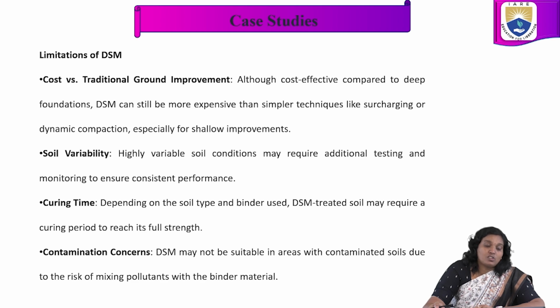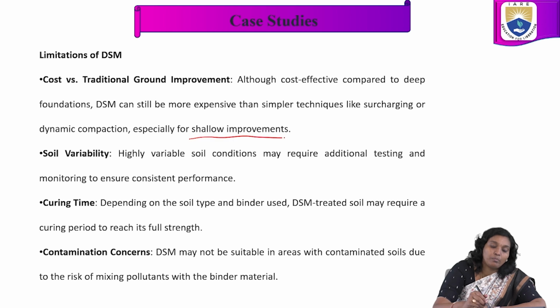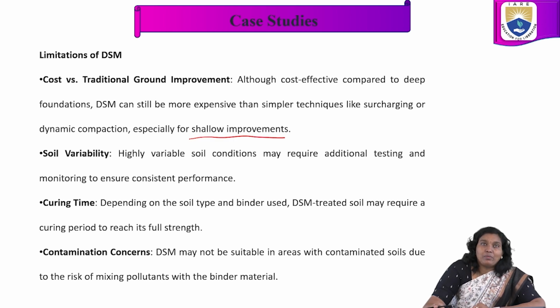Coming to the limitations: cost versus traditional ground improvement techniques, although it is cheaper compared to the deep foundations. Deep soil mixing can still be more expensive than similar techniques like surcharging and dynamic compaction, especially for shallow improvements. Soil variability: highly variable soil conditions may require additional testing and monitoring to ensure consistent performance. And curing time, depending upon the soil type and binder used. So DSM-treated soil may require a curing period to reach its full strength.